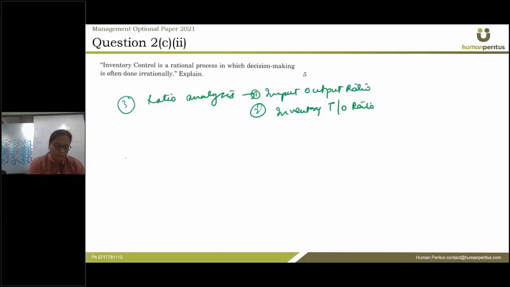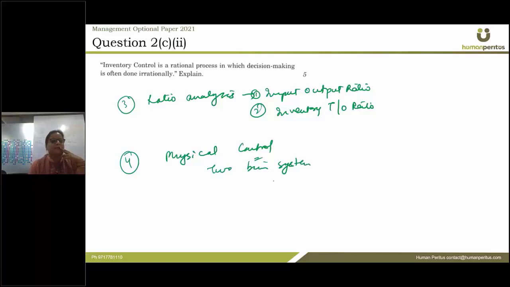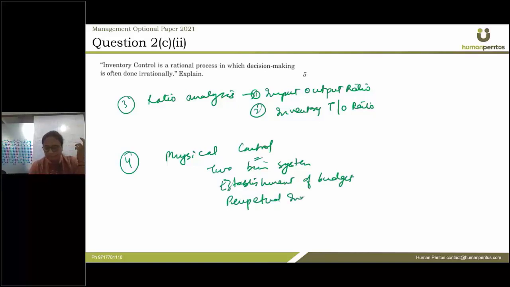Under the last one, physical control, we should mention some of the methods which are popularly used to physically control the inventory. That is the two-bin system. We can mention the names. What else is there? That is establishment of budgets. Then one more popular technique is perpetual inventory records and continuous stock verification.